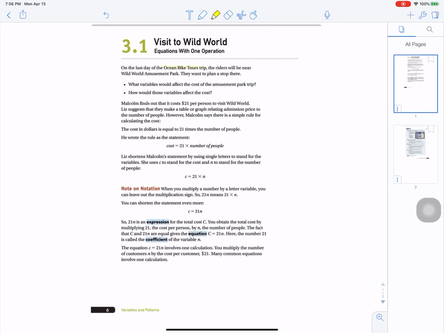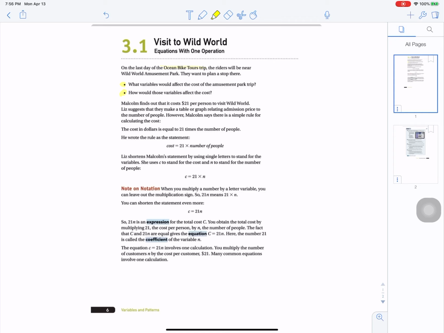And so they planned to stop there. The questions are, what variables would affect the cost of the amusement park, and how would those variables affect the cost? So Malcolm, as part of the tour, finds out that it costs $21 per person to visit Wild World. Liz suggests that they make a table or a graph relating the admission price to the number of people.